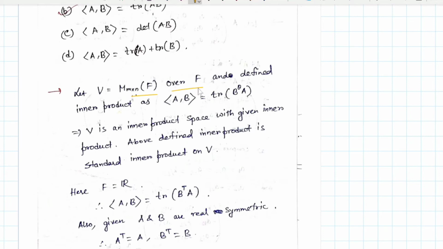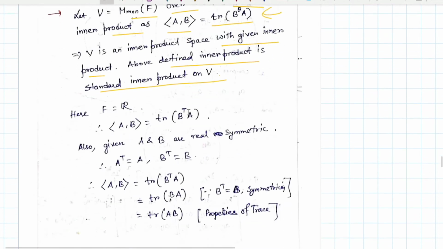Over a field F, define the inner product as of A, B equal to trace of B transpose A. This is the general definition for the complex field. If V is a vector space with the given inner product, the above defined inner product is the standard inner product on V. Now if F equals R, the inner product of A, B is equal to trace of B transpose A for real matrices, and this is the general definition for complex matrices. Given A, B real symmetric matrices, therefore A transpose equals A and B transpose equals B.